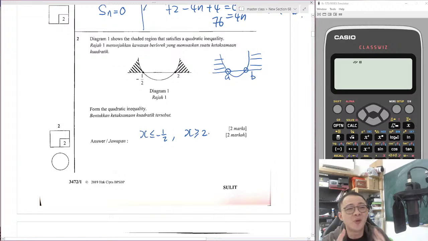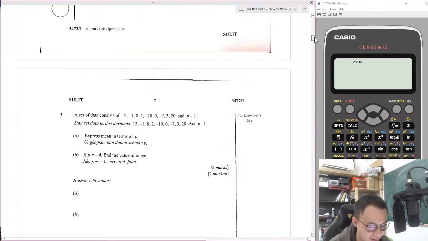If you do not know what is going on here, I will ask you to go and watch my video about quadratic inequality. If you are totally lost for question number 2, because this 2 mark is a bonus mark, just as long as you can understand this one, you should be able to do it really fast.